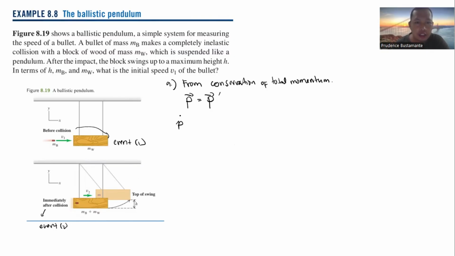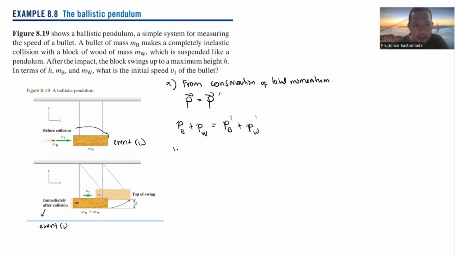Okay, so P, the momentum of the bullet plus the momentum of the wood. We're not going to put subscript x anymore. So we have P_B prime plus P_wood prime.